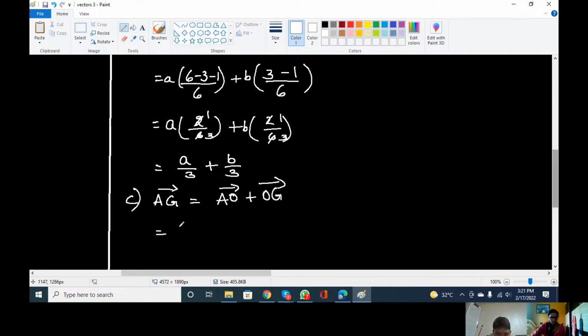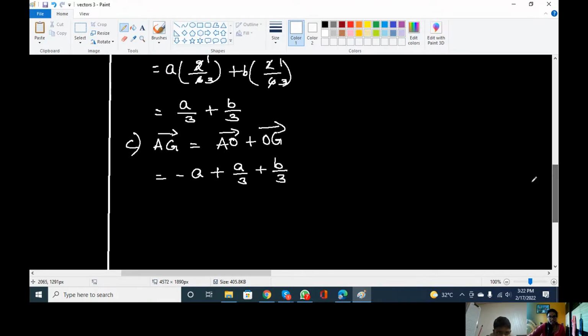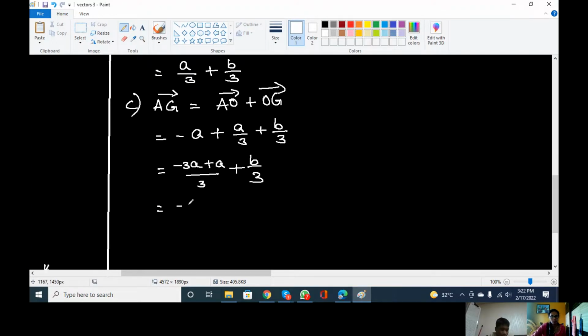So that is equal to AO, which is negative A, plus OG, which we just found: A over 3 plus B over 3. So 1 minus 1 by 3, 1 by 3 minus 1. So the LCM is 3 here. So 1 time, 3 times, 3 into A is negative 3A. And here just A, simply A plus B by 3. So negative 3A plus A is negative 2A over 3 plus B by 3. So this is our AG.